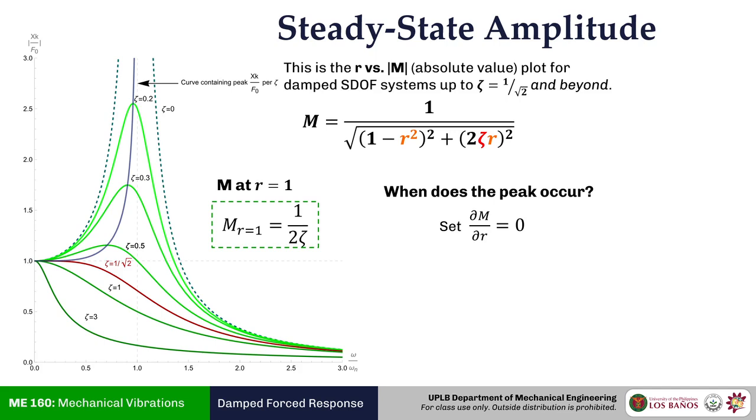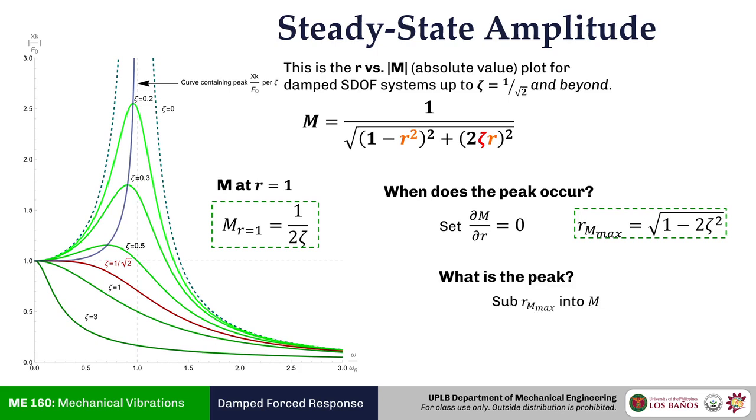Sir, kailangan ba namin siya derive? That is, the full derivation is in the module na. You can check that out. Pero yung final equation mo would be something like this. So, yes, this is the frequency ratio associated with the peak magnification. Sir, paano natin kukunin yung peak magnification? So, of course, i-substitute natin yung expression natin na bagong frequency ratio or back to the equation for magnification. And if we do that, we get the peak value of the magnitude, which is this.